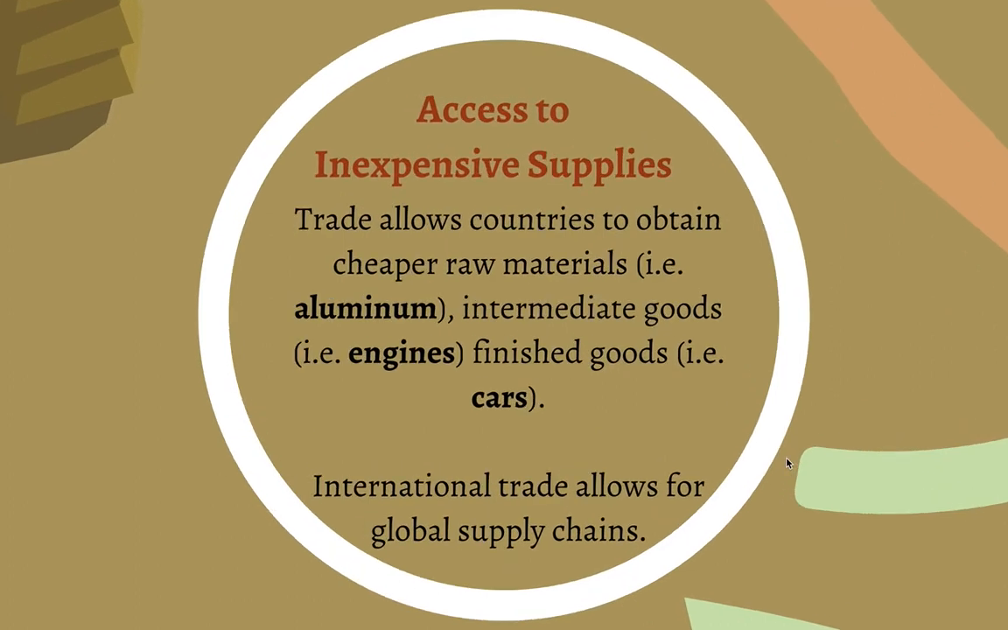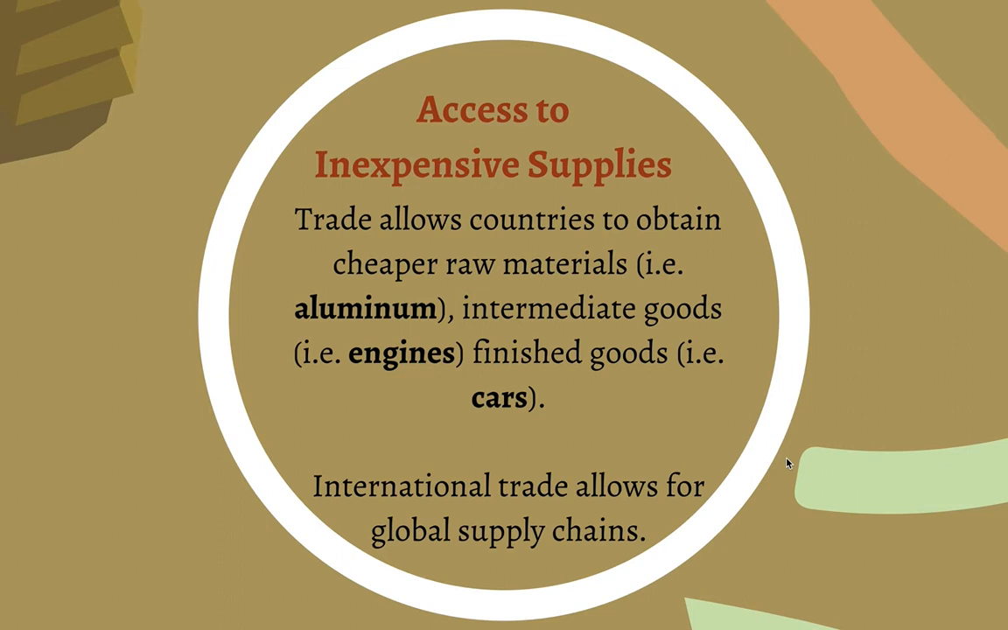So, accessing inexpensive supplies, perhaps a cheaper raw material, like a metal or a lumber, an intermediate good. It could be a Canadian aerospace company that needs to have an engine made in another part of the world where it can be assembled more cheaply, or finished goods. That's something that's totally complete and ready for sale. So there are raw materials, intermediate, and finished goods. Those are the three types of goods.